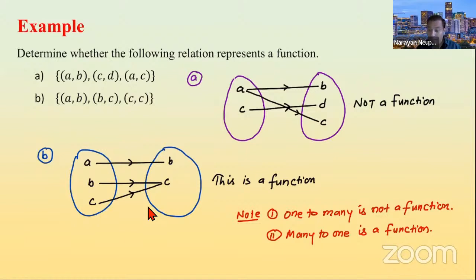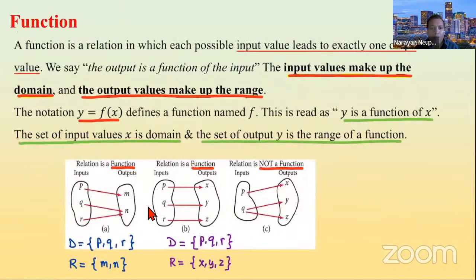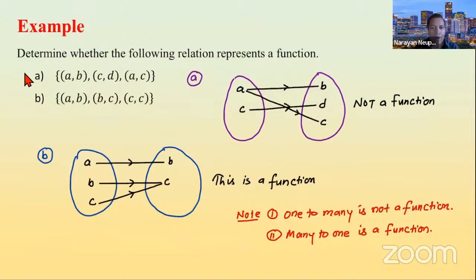But while doing this, the key note from the definition that we took is this one: input value leads to exactly one output value. So that is very, very important. Input value leads to exactly one output value. In that case, it's a function. If we have more than one output value, it's not a function. Okay, that's our first example.